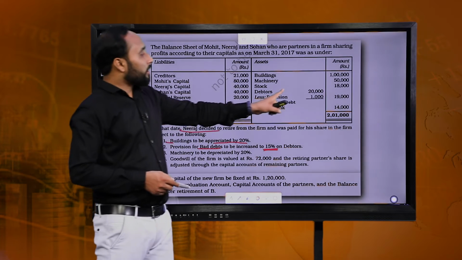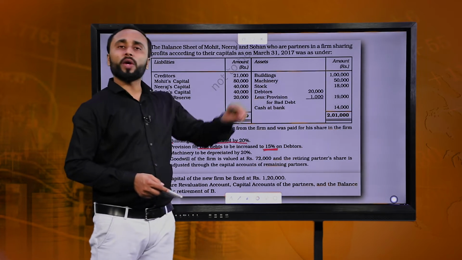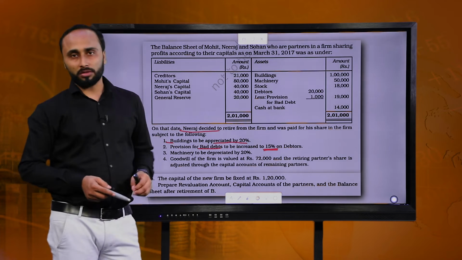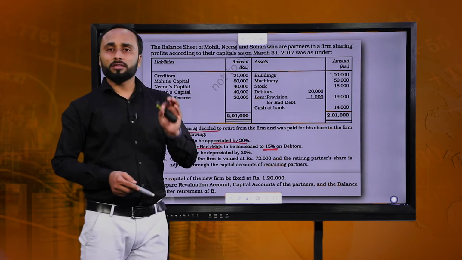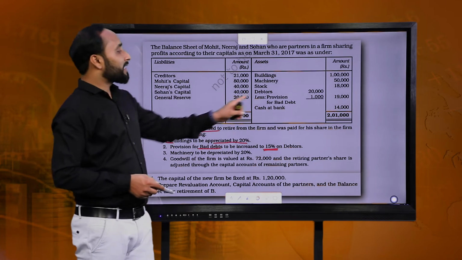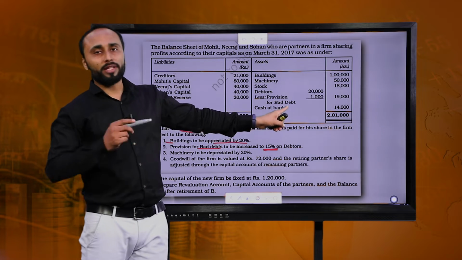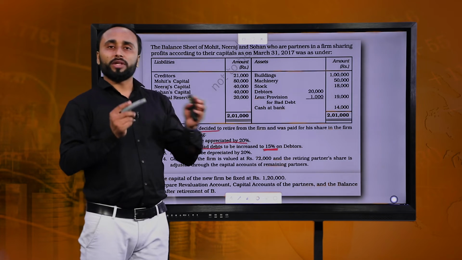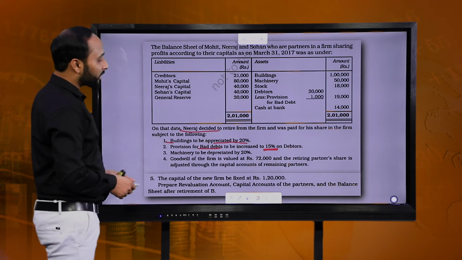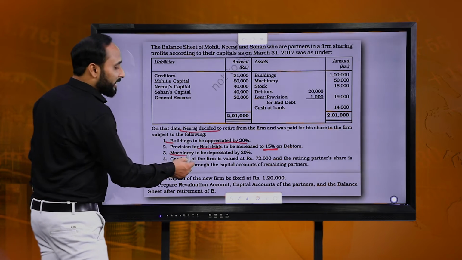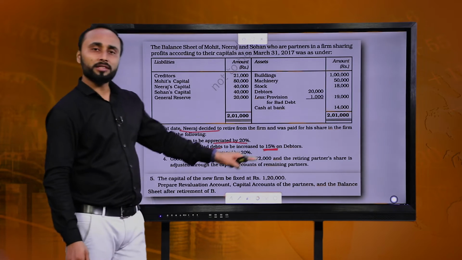Now debtors are for 20,000. If you calculate 15% on 20,000, you will get 3,000, right? So provision for bad debts has to be made for 3,000, but they are already existing at 1,000, which means from 1,000 now they have to be made for 3,000, which means that the provision has to be increased, right? So keep that in mind while preparing the revaluation account. Machinery is to be depreciated by 20%, and then we have goodwill, which is valued at 72,000.